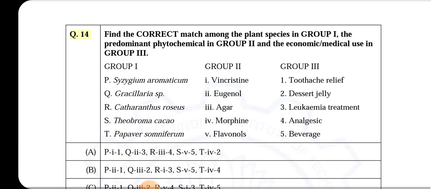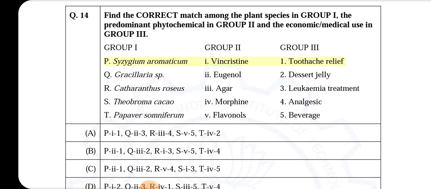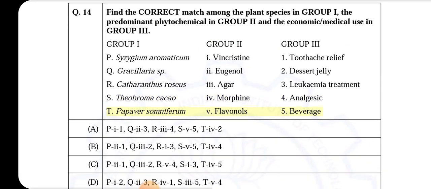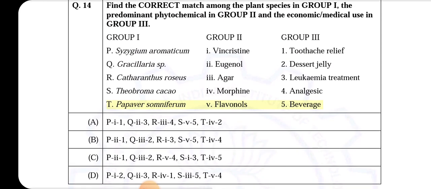14. Find the correct match among the plant species in Group I, the predominant phytochemical in Group II and the economic or medical use in Group III. P. Syzygium aromaticum, I. vincristine, 1. Toothache relief. Q. Gracilaria sp., II. Eugenol, 2. Dessert jelly. R. Catharanthus roseus, III. Agar, 3. Leukemia treatment. S. Theobroma cacao, IV. Morphine, 4. Analgesic. T. Papaver somniferum, V. Flavanols, 5. Beverage.